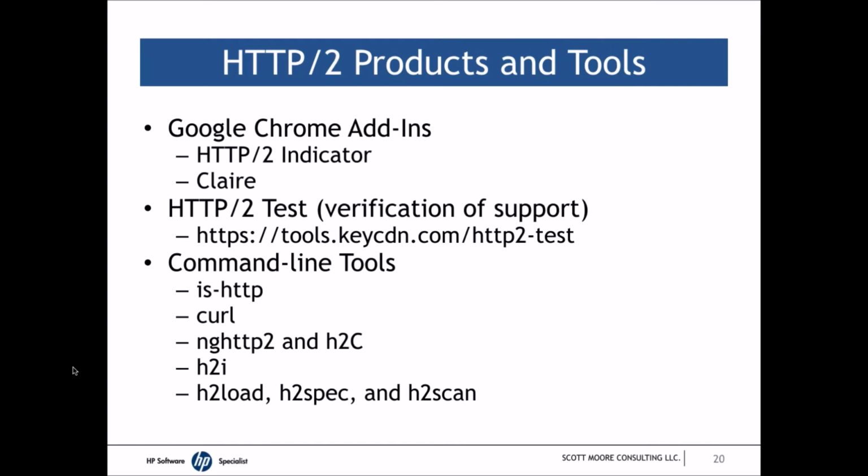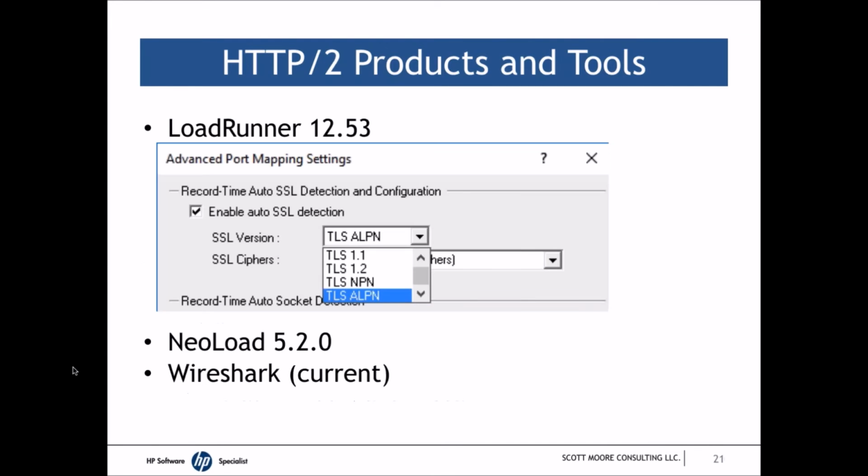Tools I am familiar with: LoadRunner 12.53 offers H2 support. I know that NeoLoad, the latest version, supports it as well, and Wireshark also supports it. Even though the traffic is encrypted, there's a way that you can set up a key file in Wireshark, and there are websites out there that will walk you through it. It takes you 30 seconds, and you can start seeing the headers and the data.